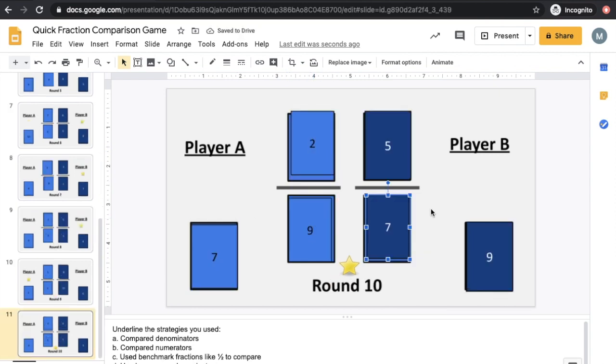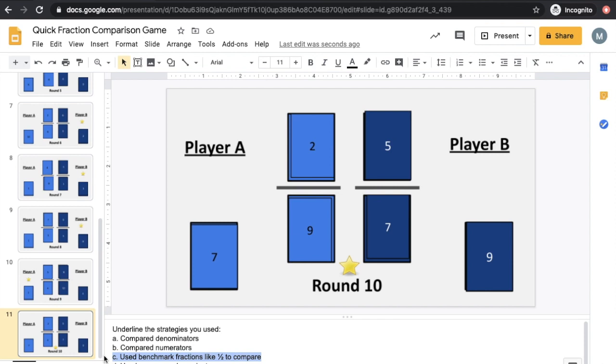For this one, I might think about benchmark fractions, maybe something like what would make a half. Again, let's think about this in terms of building number sense. So a question you might ask a student on this one is, what's half of 9? And they might say, oh, I don't know, 4.5. It might take you a minute to get there. Half of 7, 3.5, right? So this number here, 5/7 is going to be greater than half, or 2/9 is going to be less than half. And that would be an instance where we would use benchmark fractions to help us decide which one is greater.